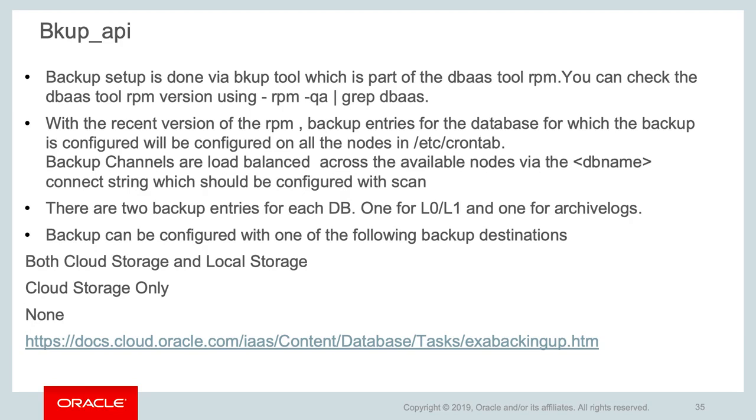With the recent version of this RPM, backup entries for a database for which backup is configured will be configured on all nodes in /etc/crontab, and backup channels are load balanced across the available nodes via db name. There are two backup entries for each database, one for level 0 and level 1, and one for archive logs as well. Backup can be configured with one of the following backup destinations, which means it provides options like both cloud storage and local storage, only cloud storage, and none.